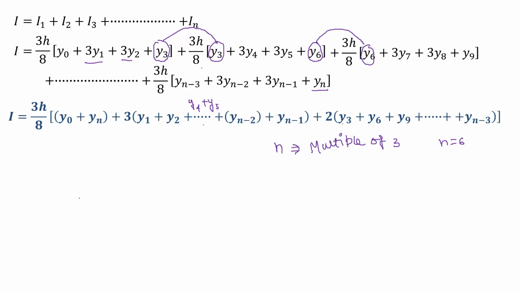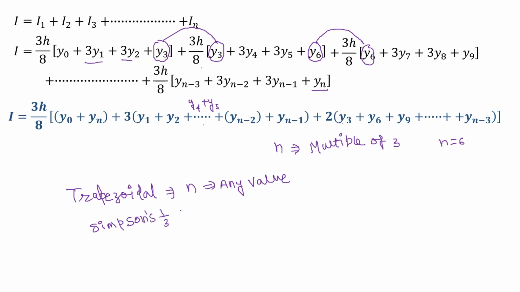So now it will be very clear. We have 3 methods. First we have the trapezoidal method. In the trapezoidal method, my value of n can be any number. N can be any value, but it should be a positive integer. Then if I go to Simpson's 1/3, for Simpson's 1/3 the value of n should be even. And then we have Simpson's 3/8, and for Simpson's 3/8, we have seen my value of n should be a multiple of 3.